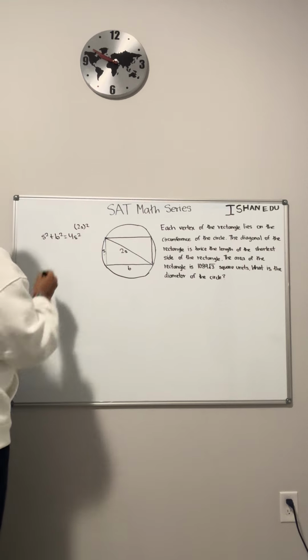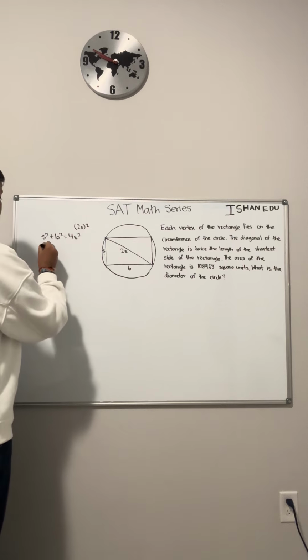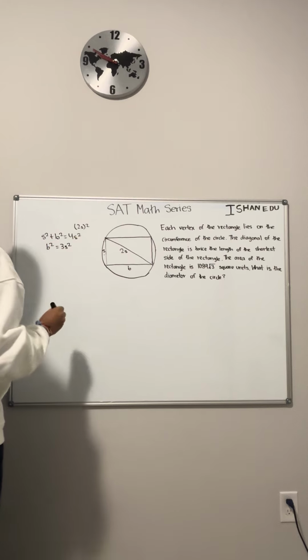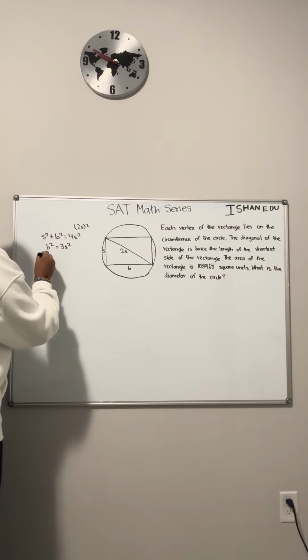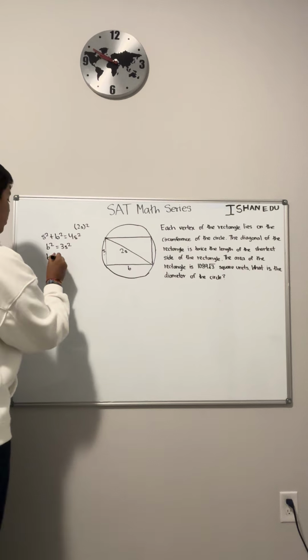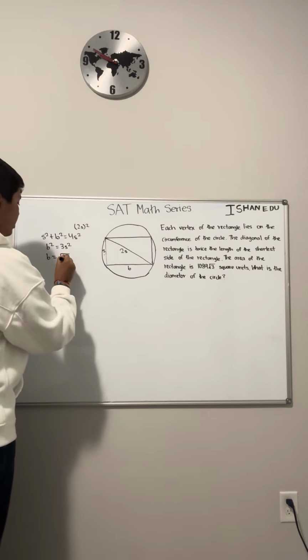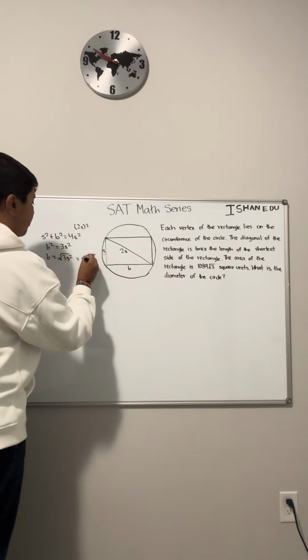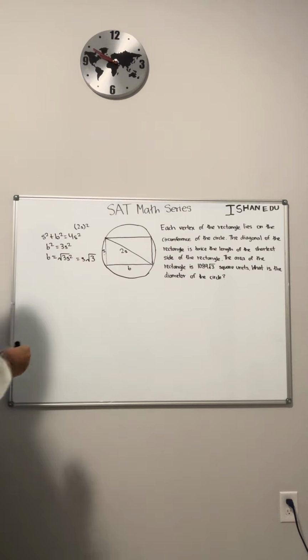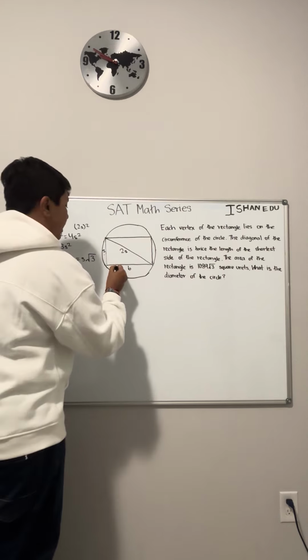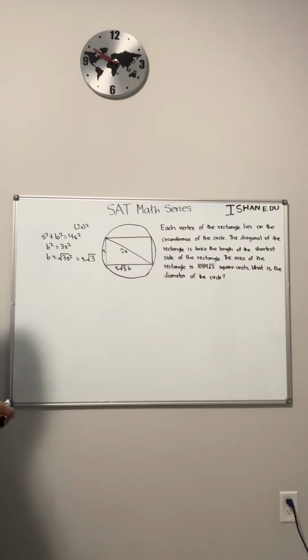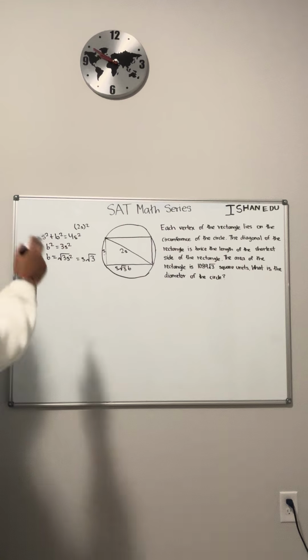And then after that, we can subtract s squared from both sides. So b squared equals 3s squared. And then after that, we square root both sides. So that gives us b equals the square root of 3s squared, which can also just be rewritten as s root 3, right? So now we know that this side can also be written as s root 3. We can keep this as a reminder so we don't forget, right? So now we have to find the diagonal.